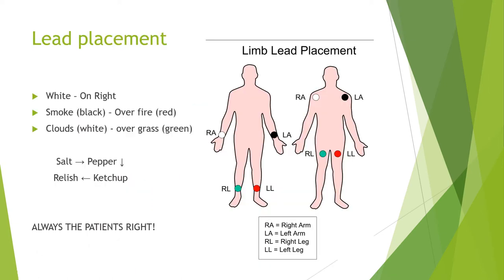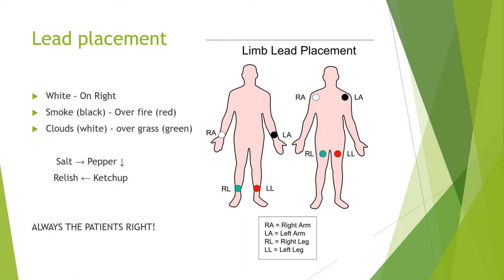And you can see where some beats are closer than others. Now to actually place the leads to where you can get an EKG reading, it is extremely important to know the exact placement of each electrode on the patient. Incorrect placement can lead to a false diagnosis or negative changes in the EKG. If you remember white on right, smoke over fire, and clouds over grass, you'll be able to place the white on the upper right shoulder or clavicle area of the patient.